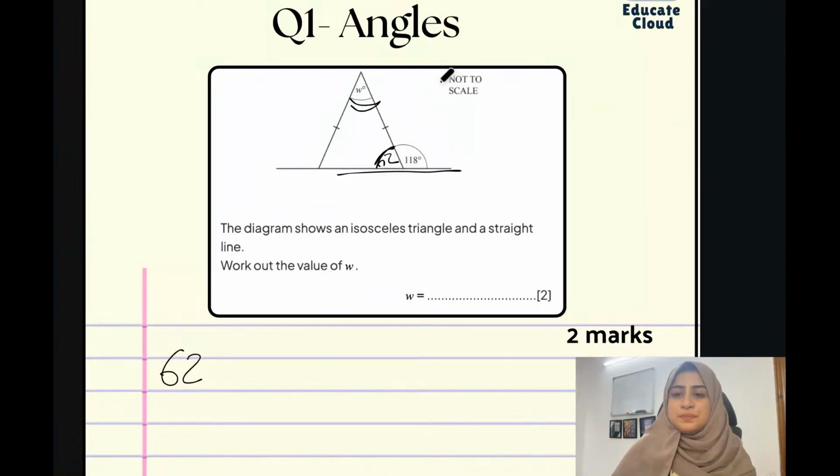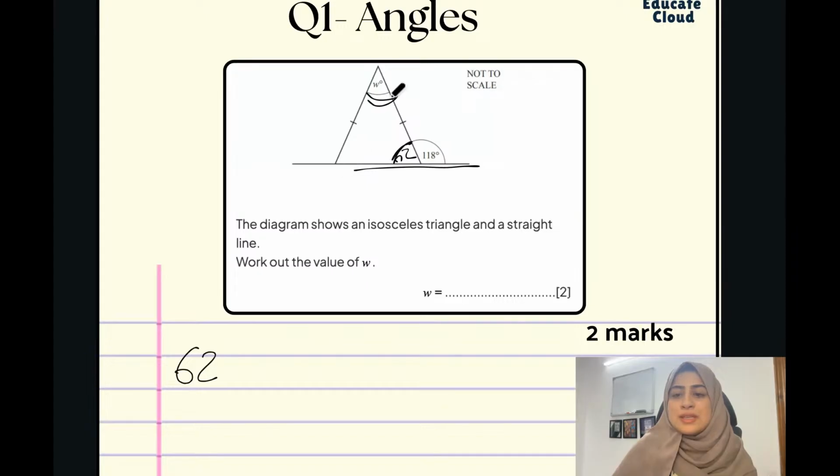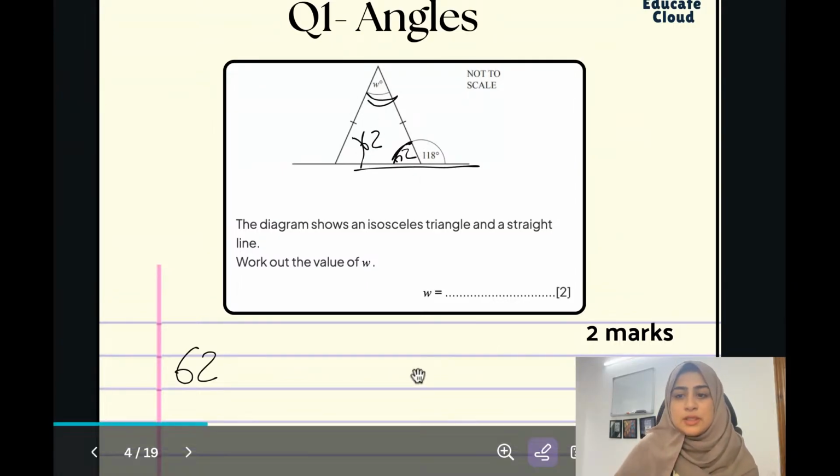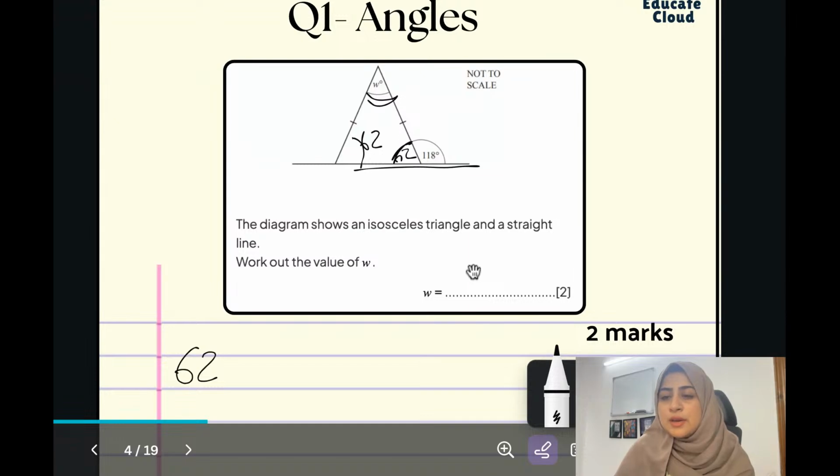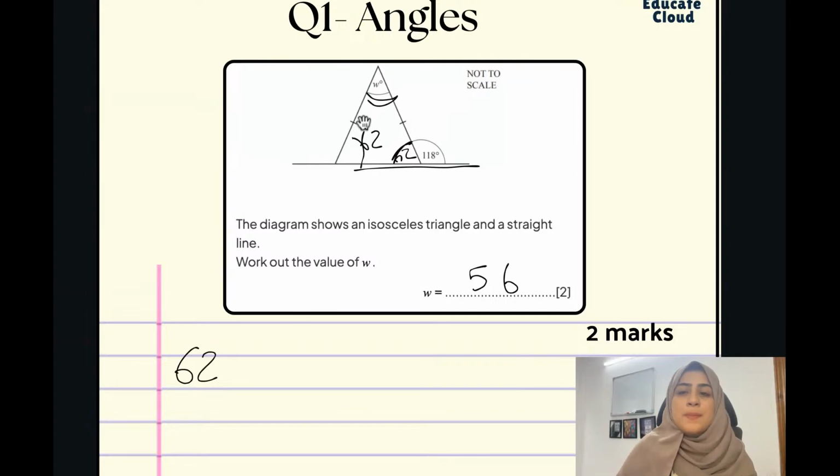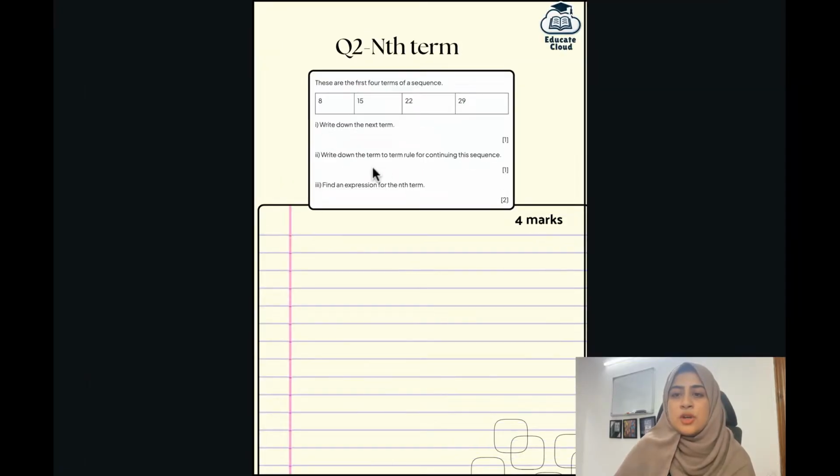And then we know that this is an isosceles triangle, which means that this must also be 62. So we're doing 180 minus 62 minus 62, and so W is going to be 56. That's because angles on a straight line add to 180, and in an isosceles triangle, angles add up to 180 and two of the angles will be exactly the same. So that's how you would go about that question.